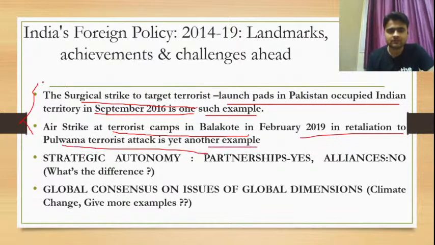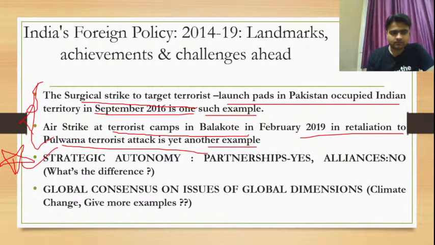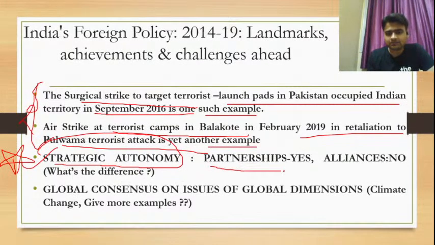So these are examples where we have even given a befitting reply to the trouble creating country. Then another important dimension of our foreign policy is strategic autonomy. Fine, what does this mean? Strategic autonomy. Partnership, yes. Alliance, no.